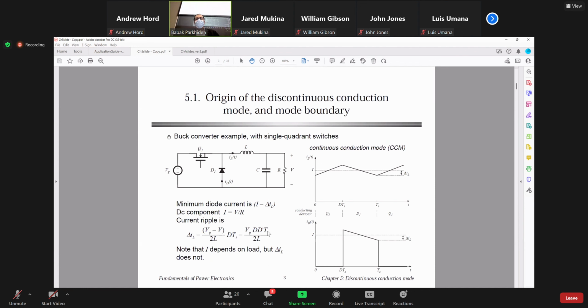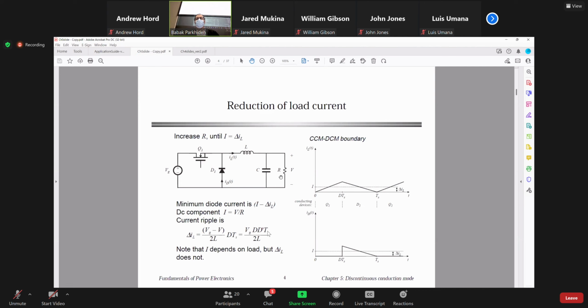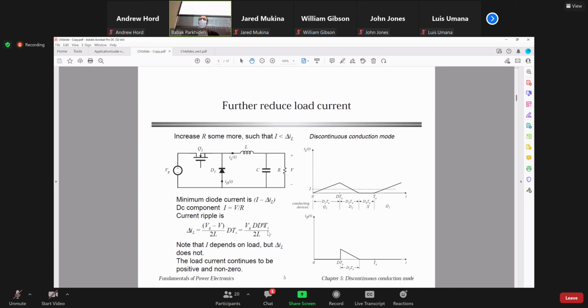If you have this buck converter, you have a certain ripple. That ripple depends on input, output, inductance value, and the switching frequency. If you reduce the power, the bias point drops, but the ripple remains unchanged. So the ripple is not dependent on the load. If you go further down and reduce the load current, then you would see this type of behavior, where you now have three subintervals.